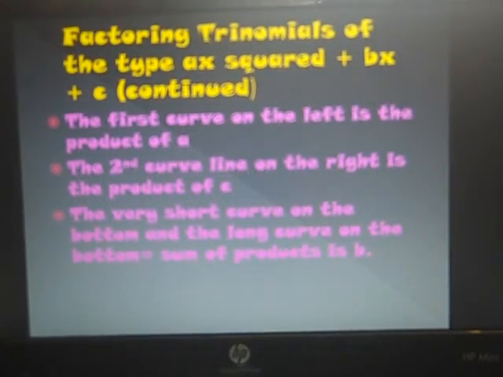Factoring trinomials of the type ax squared plus bx plus c continued. The first curve on the left is a product of a. The second curved line on the right is a product of c. The very short curve on the bottom and the long curve on the bottom equal sum of product is b.